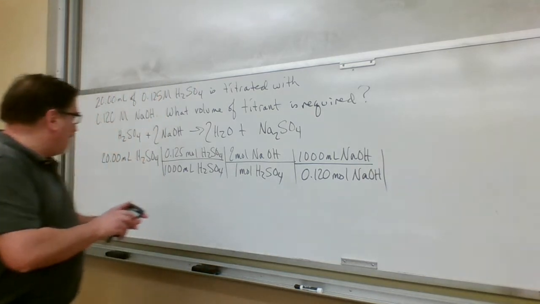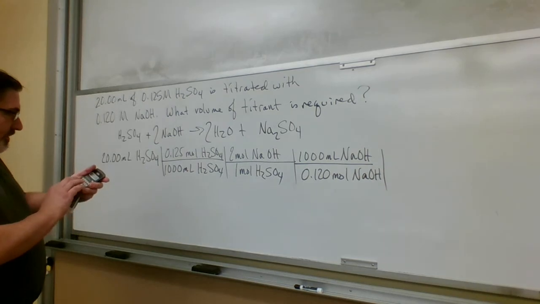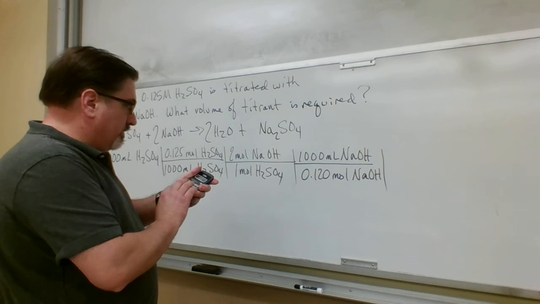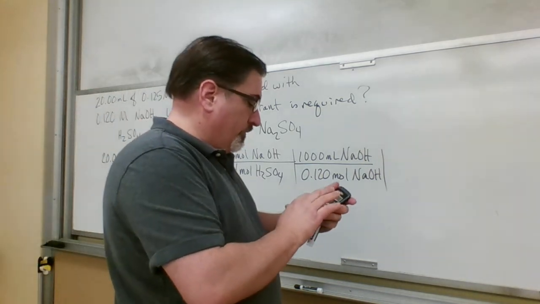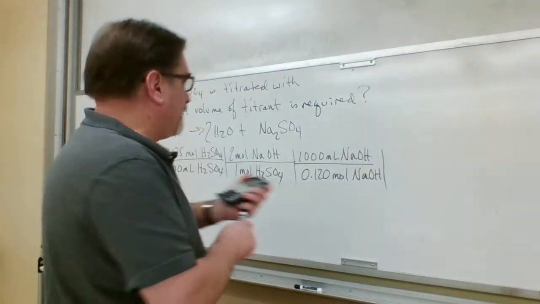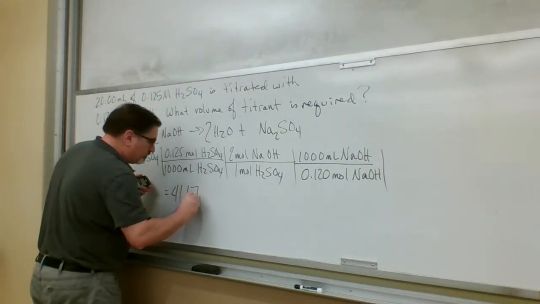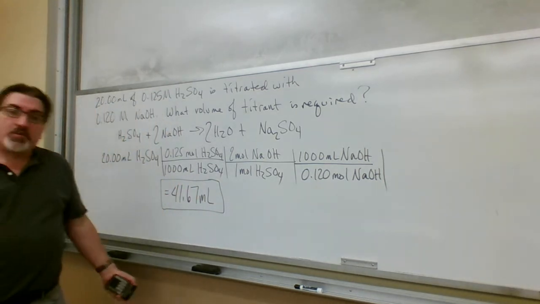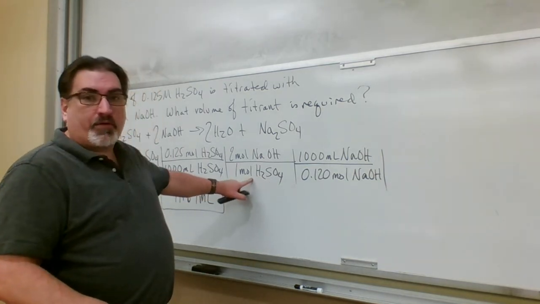So then we calculate again. 20 times 0.125 divided by 1,000 times 2 times 1,000 divided by 0.120 gives 41.67 milliliters. And again, you can't solve this problem just using M1V1 equals M2V2 either because of the mole-to-mole conversion.